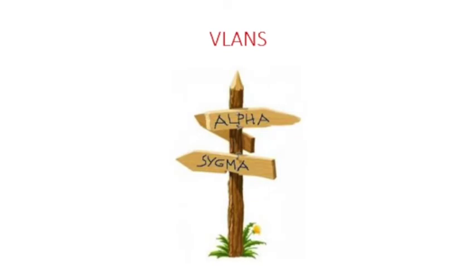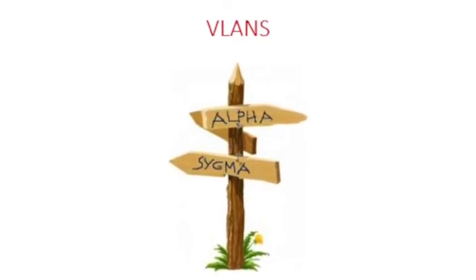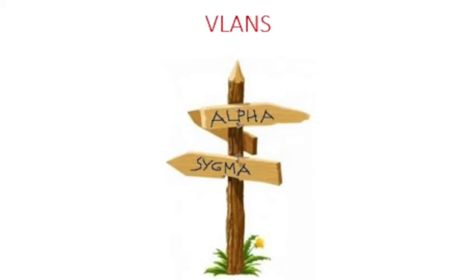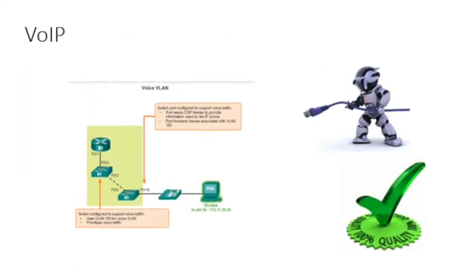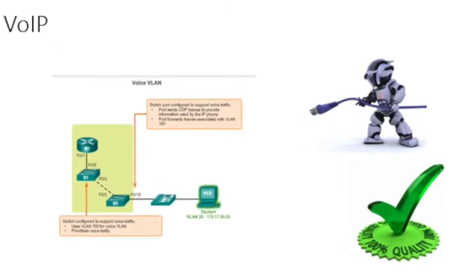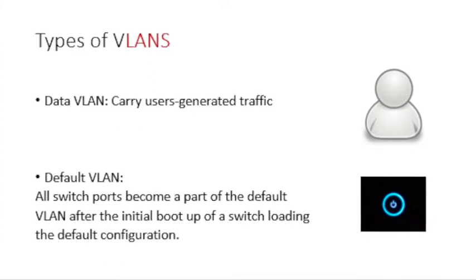There are a number of distinct types of VLANs used in modern networks. Some VLAN types are defined by the traffic classes. Other types of VLANs are defined by the specific function that they serve. Data VLAN is configured to carry user-generated traffic.